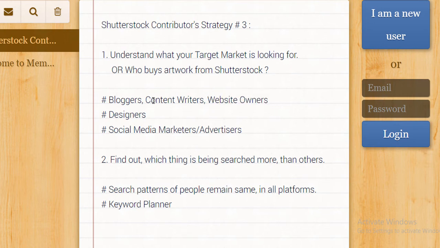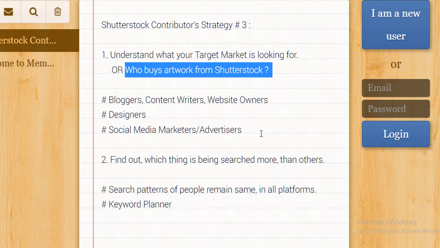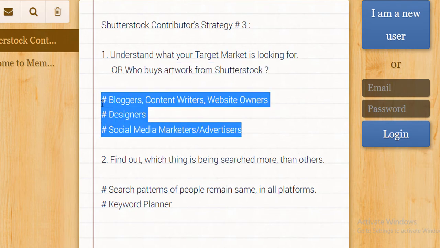Okay, and similarly in terms of designing, I'm not going to get into the details. The one thing that I want you to understand is to realize that these are the people who are going to buy your design. So while you're designing something, while you're uploading something on Shutterstock, be aware of this target market of yours.